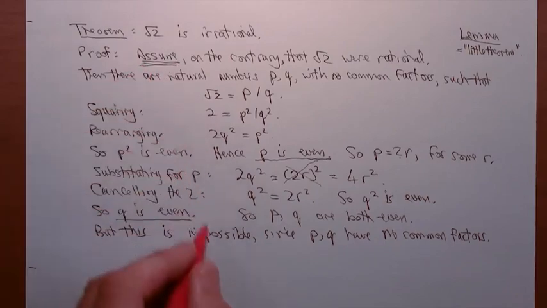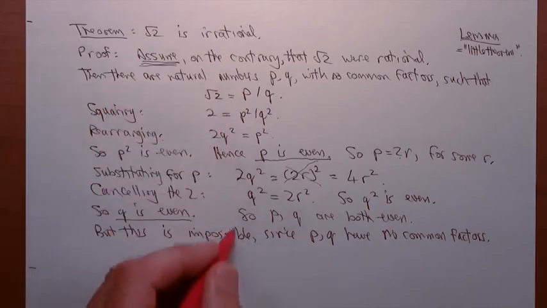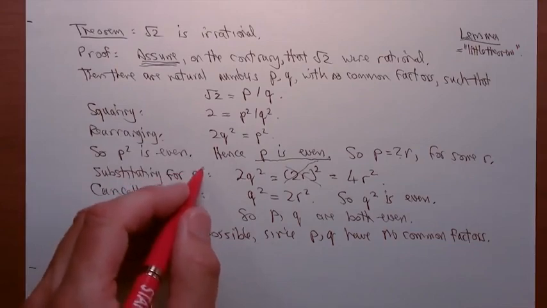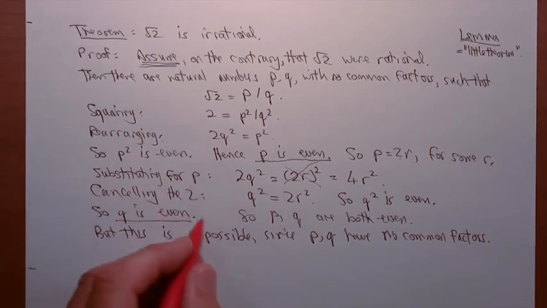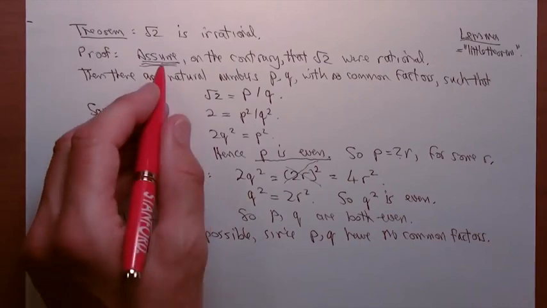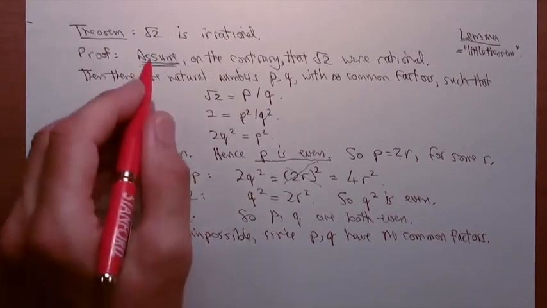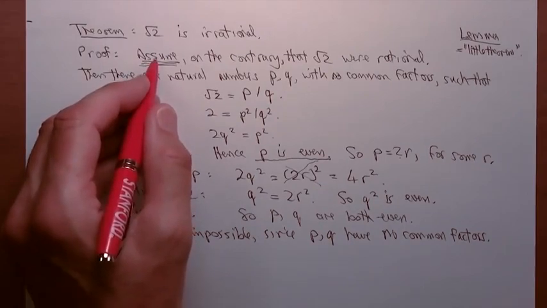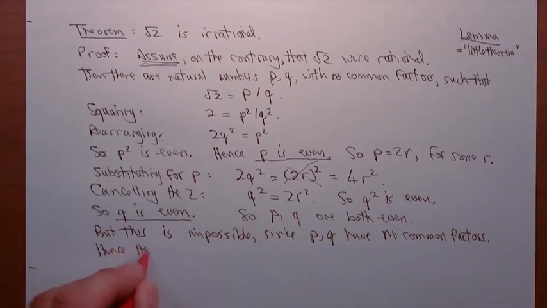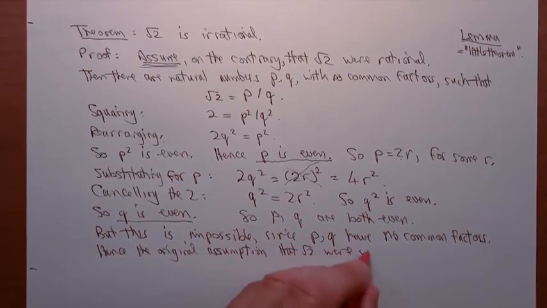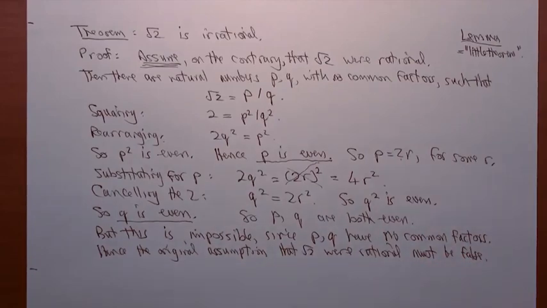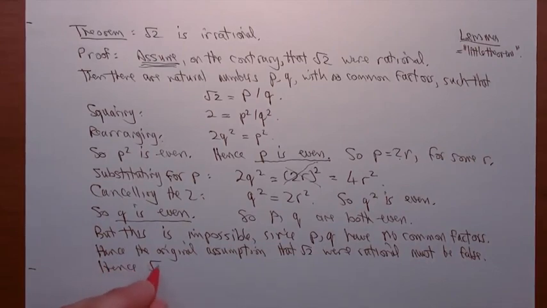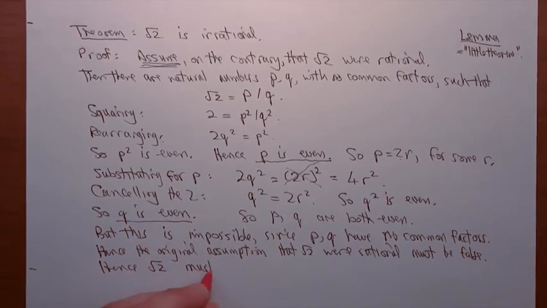The only way we can have reached a false conclusion by a valid argument, and this is valid. If you don't believe me, go and check it for yourself. There's not many steps. See if there's anything wrong in any of these steps. There isn't. If we reach a false conclusion by a logical argument, then we must have started with a false assumption. Hence, the original assumption that the square root of 2 were rational must be false. Hence, square root of 2 must be irrational.